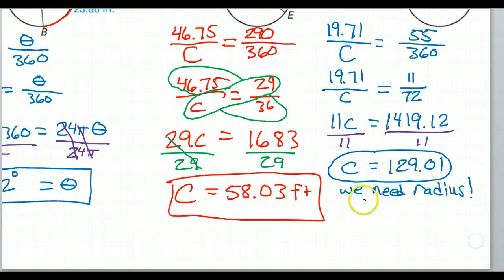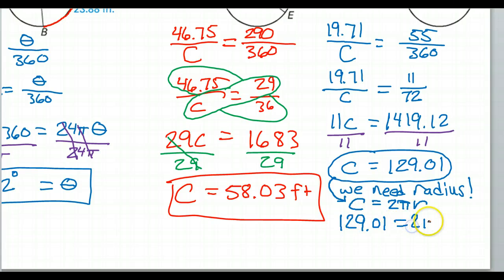So, just like we did on problem number 3, we're going to use the formula c equals 2 pi r. But we're going to take this circumference and we're going to substitute it in. So we're going to have 129.01 equals 2 pi r. See that r? That's the radius that we wanted. So if we just divide both sides by 2 pi, we should have our answer.